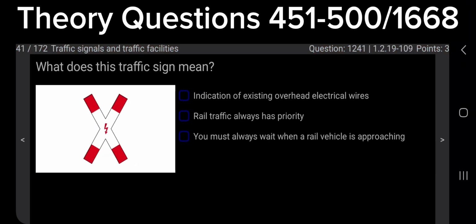What does this traffic sign mean? Indication of existing overhead electrical wires. Rail traffic always has priority. You must always wait when a rail vehicle is approaching.